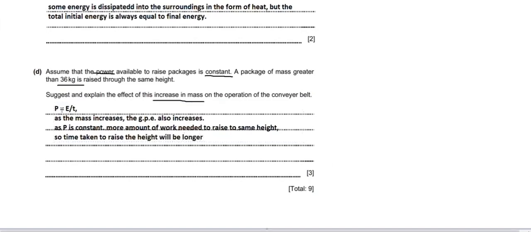Okay, so here the P is constant, and as I will show it over here again, P will be equal to energy divided by time. And as the P is constant, this is constant, so I can write down T will be directly proportional to E, and E is nothing but mgh here. So if M is increased, the mgh will increase, that means T will increase, that means the time taken will be increased. That's why I have written over here.